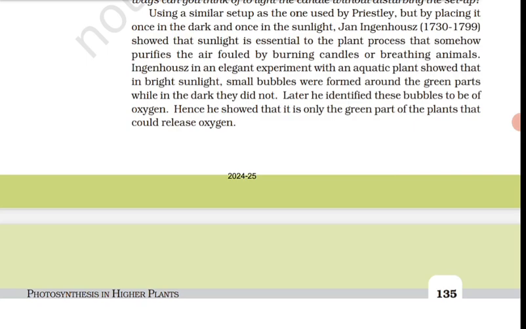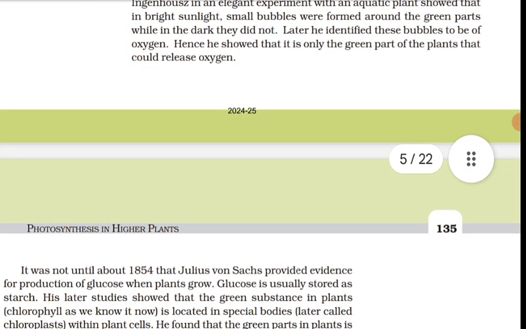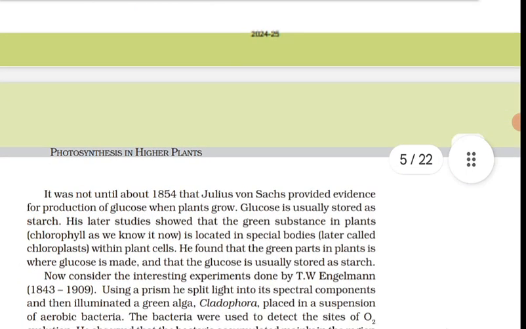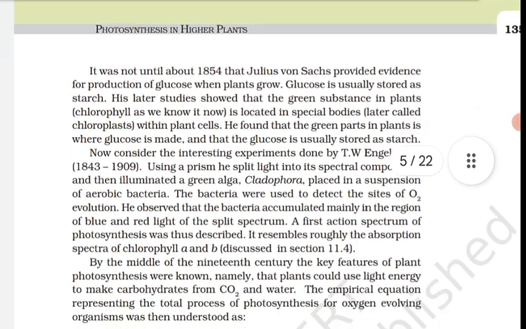Priestley observed that a candle burning in a closed space, a bell jar, soon gets extinguished.